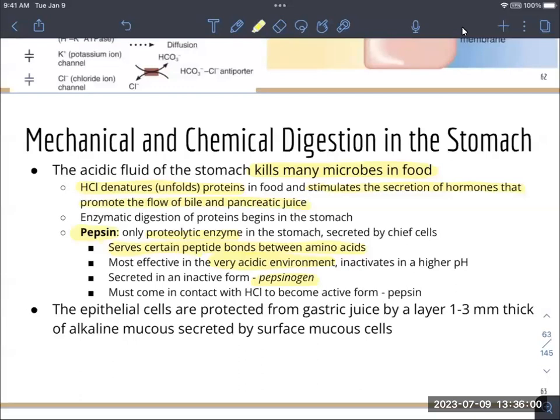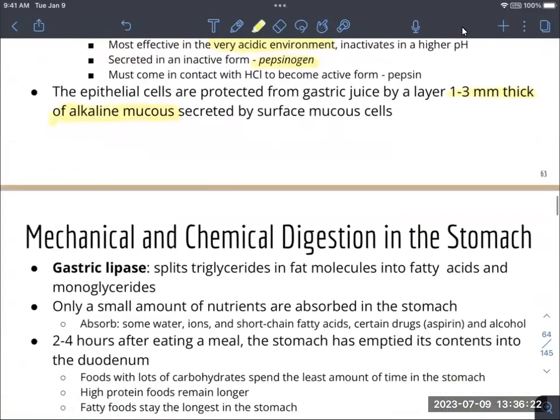Our stomach is lined with those epithelial cells. These epithelial cells are protected from this very acidic environment because of this alkaline mucus that is secreted by surface mucus cells, which just work to protect those cells specifically.